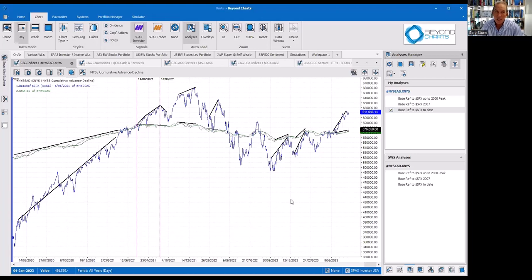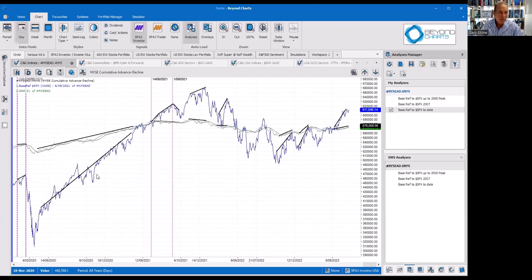This is the cumulative advanced decline line on the New York Stock Exchange, the top 250 stocks by market cap. Again, what we're looking at here, coming out of COVID, we saw rising advanced decline line, rising price action on the index. And then we saw this divergence happen here during the weakness, where we had a falling advanced decline line and rising price, from peak to peak. We didn't have a corresponding rise in the cumulative advanced decline line.